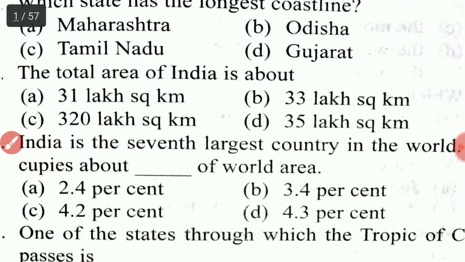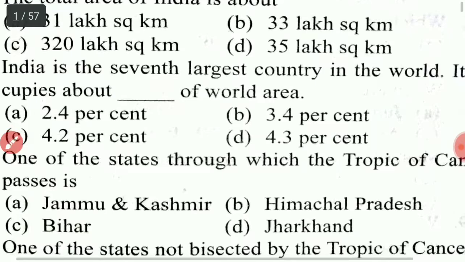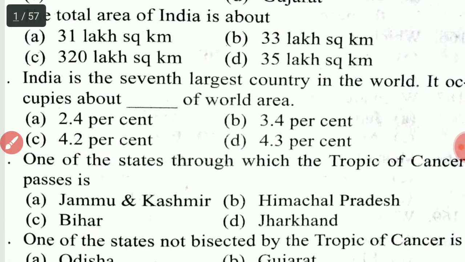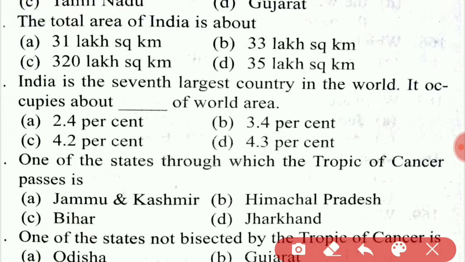The total area of India is about 33 lakh square kilometer. India is the seventh largest country in the world. It occupies about this percentage of world area. The right answer is 2.4% of world area is occupied by India.